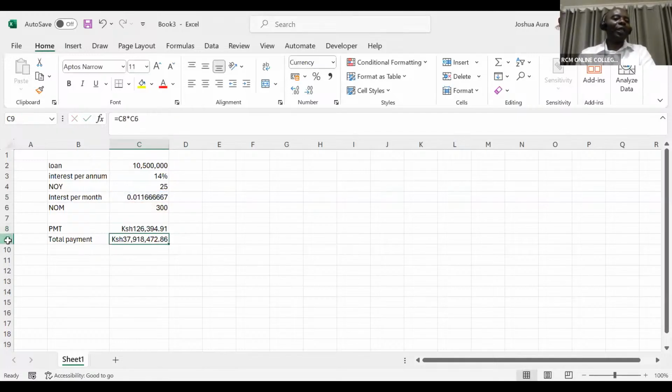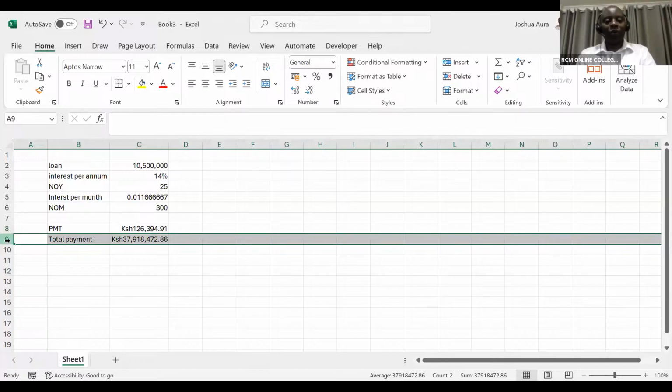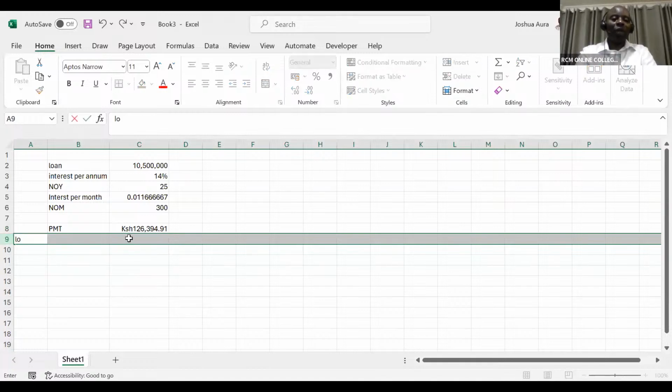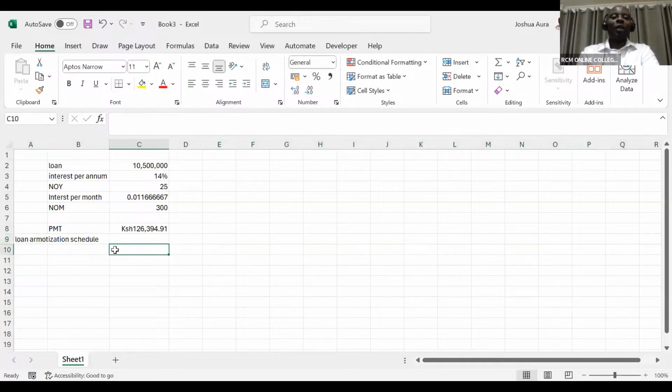Total payment, forget about this. I can actually even delete the whole row. Control minus, can delete the whole row. So then let me do a loan amortization schedule. So loan amortization schedule, what do I have? We'll start with the number of months. So we have here periods, the number of months.